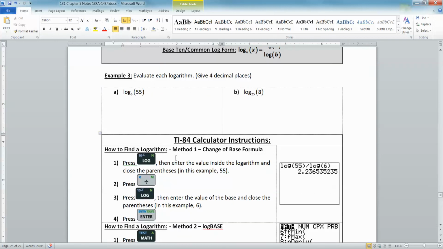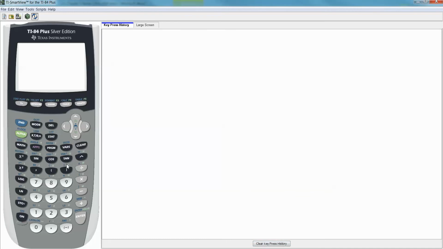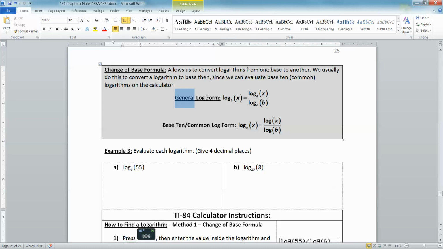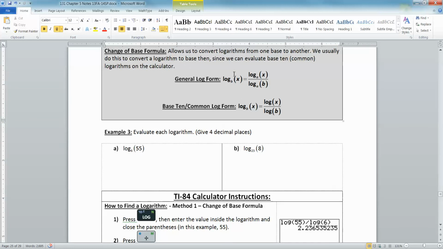There are two methods. Okay, so there's the old way of doing it, which is the change of base formula. So what you do, let me clear my key history here, is you take the log of 55, close your parentheses, very, very important. Then you divide by the log of your base, which in our case was 6. Now this is base 10 for both of them. Ta-da! Right? And what I'm using is this base 10 logarithm form. Basically saying you can change the base of any logarithm you want.